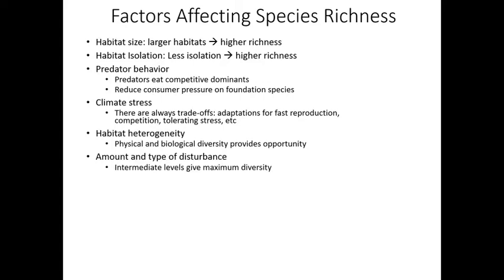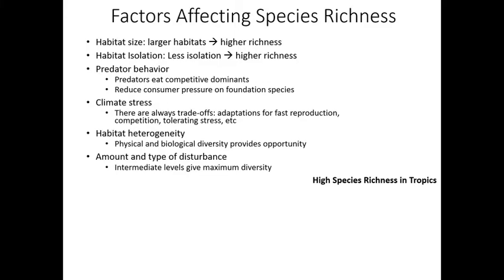And finally, disturbance, and we're going to spend a lot of time talking about this for the rest of the PowerPoint, but the amount and type of disturbance to the community is going to give rise to a lot more different types of species. And so all of these factors and many more are going to determine how many organisms are present and successful in a community.